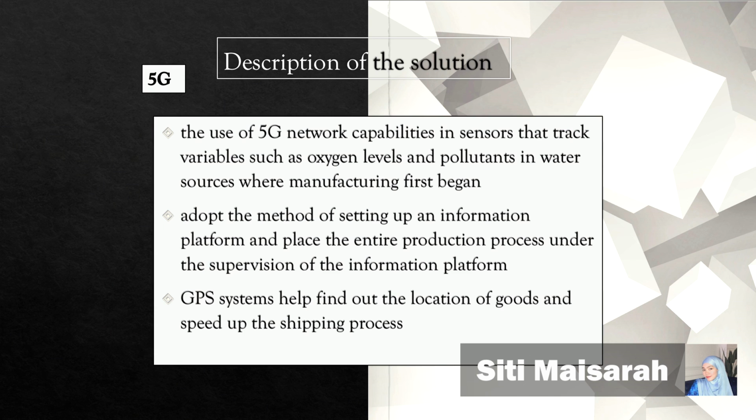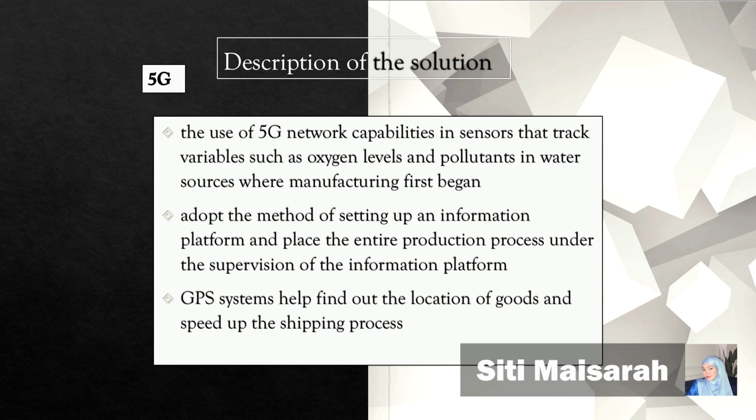Description of the solution based on the problem. Why is the food packaging process slow, and how can 5G help? The first step in this process is the deployment of 5G network capabilities in sensors that track variables like oxygen levels and pollution in water sources where manufacturing first starts.